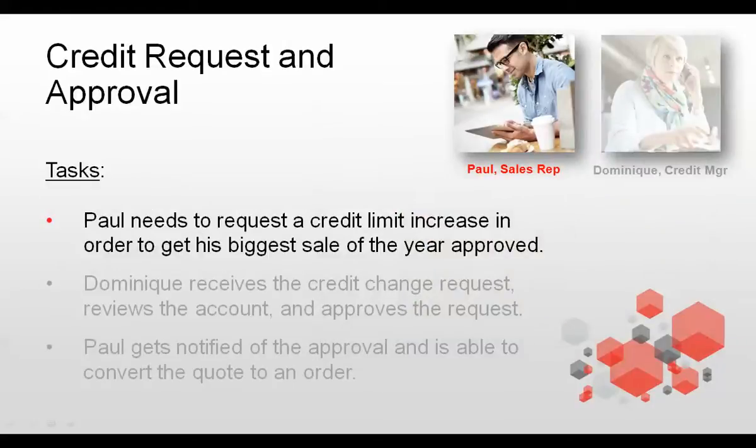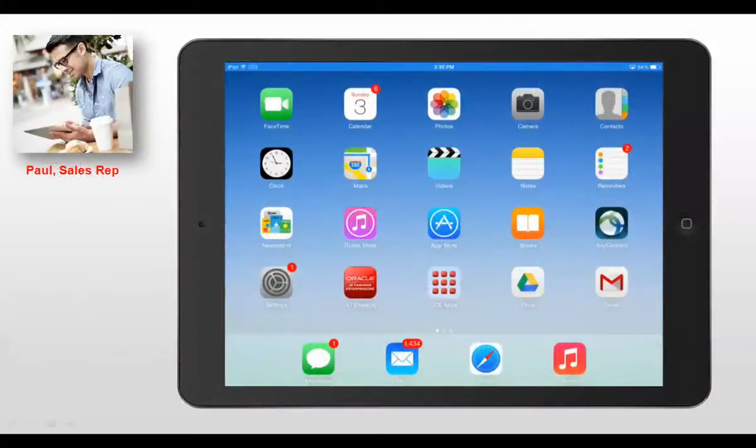The first task in this example involves Paul. Paul is a sales associate with the company, and he is on his way to visit a customer to close a sizable sales opportunity. On his way to the customer meeting, he will need to request a credit increase to ensure the deal goes through smoothly. Now, Paul is on an airplane on his way to visit the customer. While on the flight, Paul realizes that there might be a credit issue with the customer, so he opens up his tablet and connects to his JD Edwards dashboard.